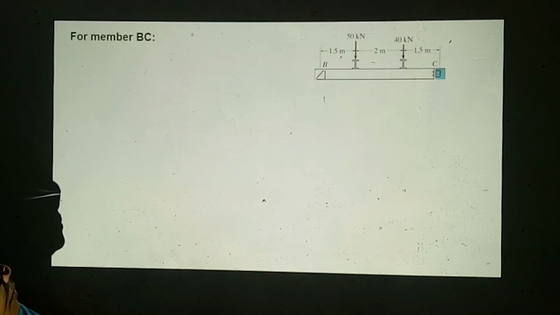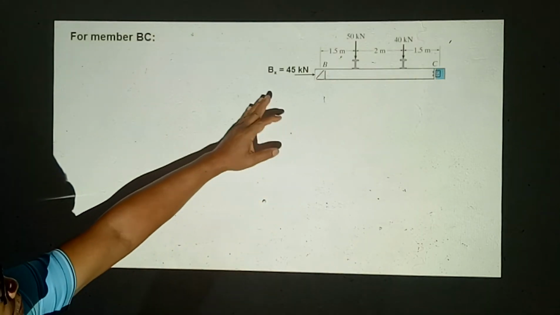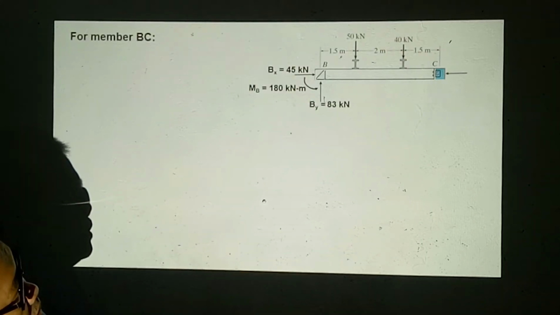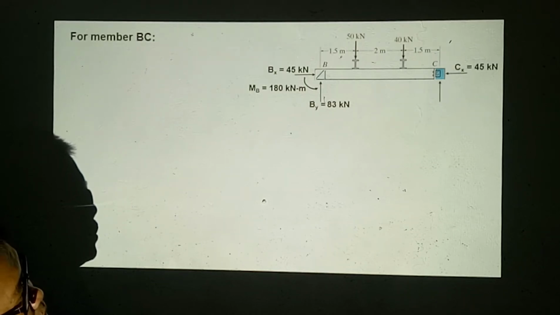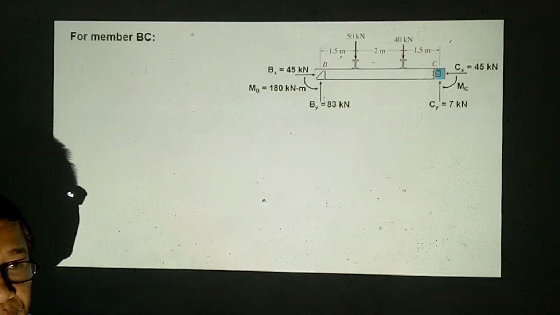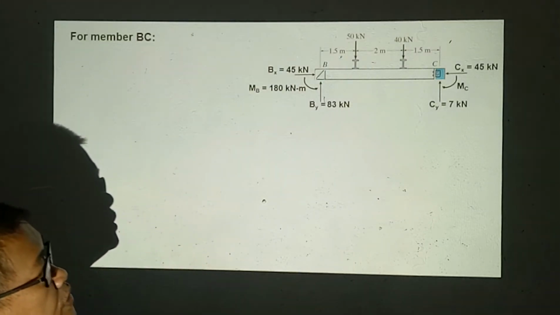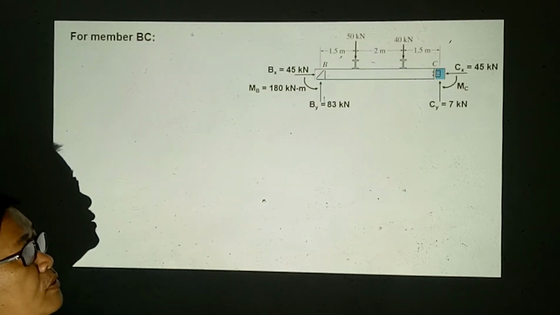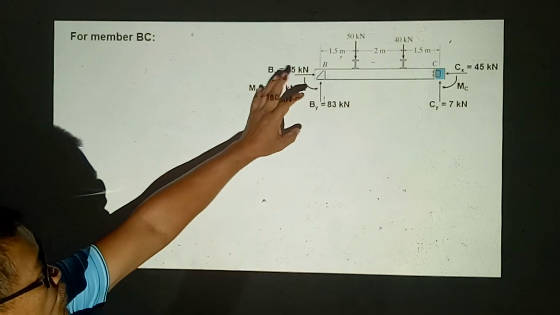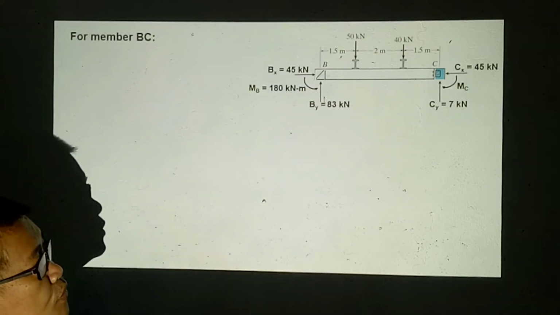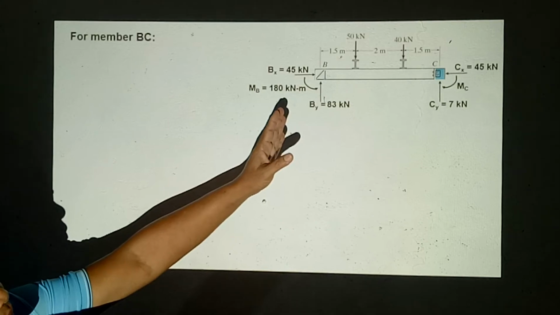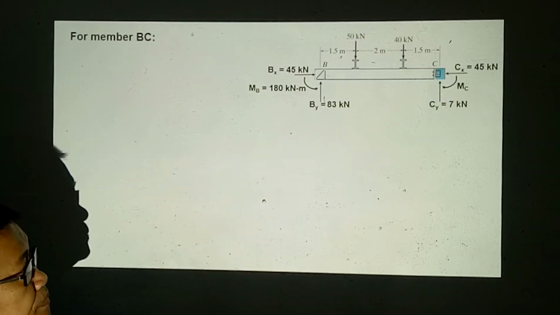We'll go next to member BC. In member BC, we have already computed BX, BY, and the moment. And at C, we have the CX value, CY, as well as, no, we have to compute for MC. Although we know, for the connection at point C, which is a hinge or a pin connection, MC should be 0. But we have to check that, from the computed values and applied forces, for us to verify whether the beam is in equilibrium or not.